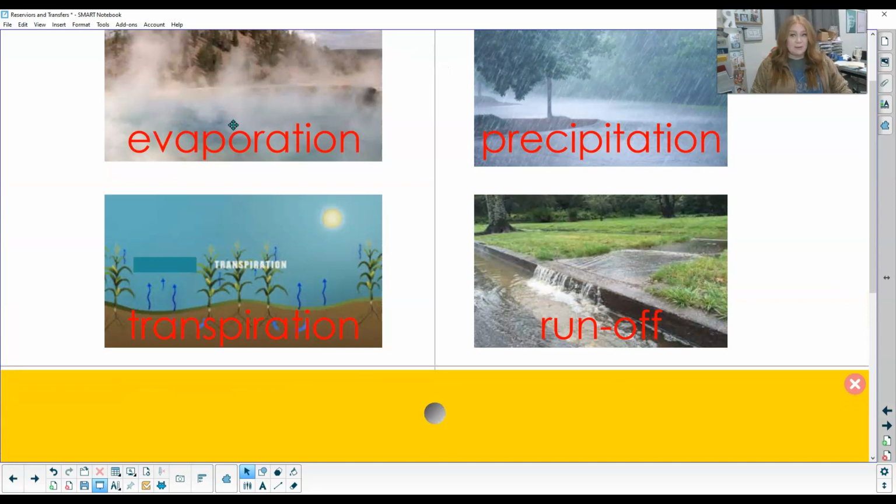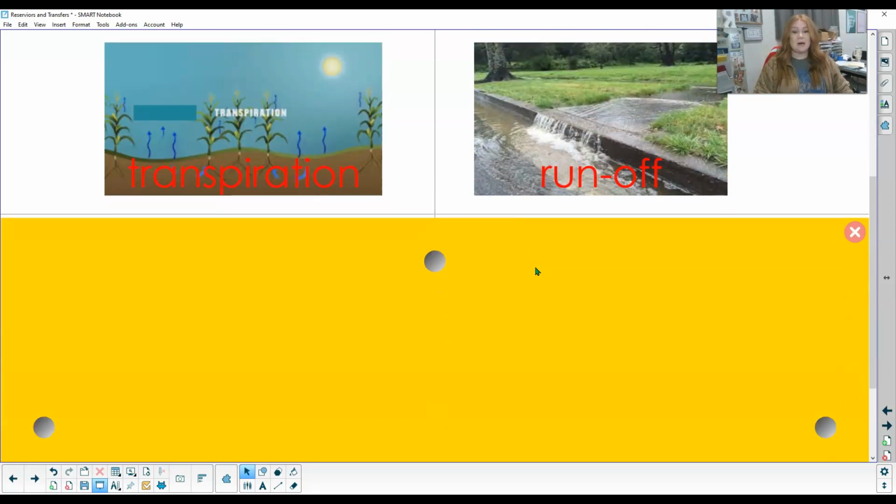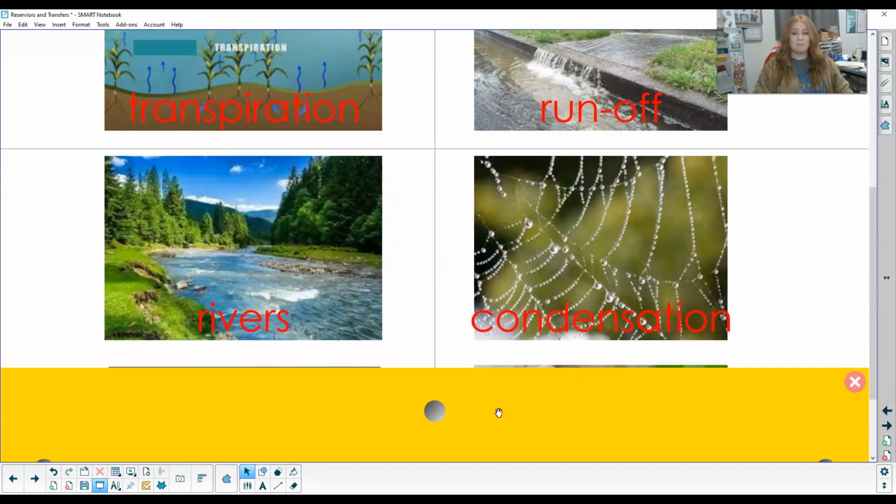Transpiration is exactly like evaporation, but from plants. So the water's moving from the plant to the atmosphere. Runoff, the water's moving from one place to another. We'll especially see this in the springtime in mountains. The water will be in the mountains and run down. So all of these are water movement. Rivers, the whole purpose of a river is to transport water to another location.